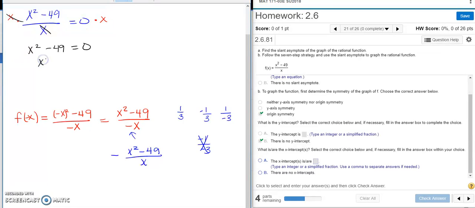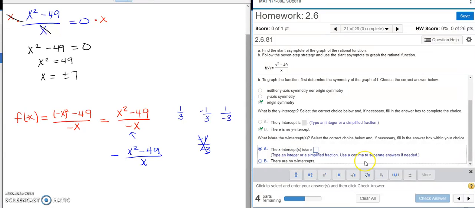Then I'm going to add the 49. And then when I square root it, I have to remember my plus or minus. Okay? Anytime you square root it, you have a plus or minus. So this wants us to use a comma to separate answers and to type them as an integer, which means I'm not typing them as an ordered pair. I'm not doing 7, 0. I'm just typing them individually. So 7 and negative 7.